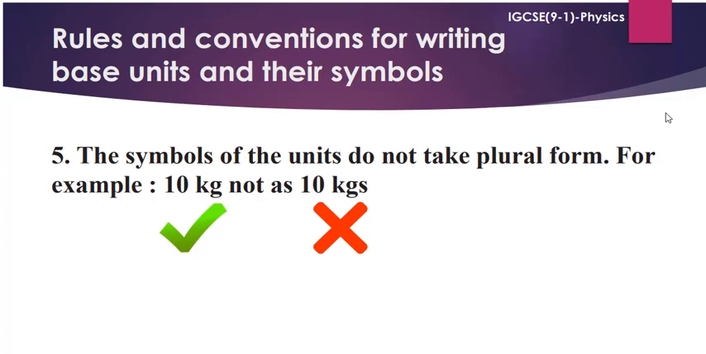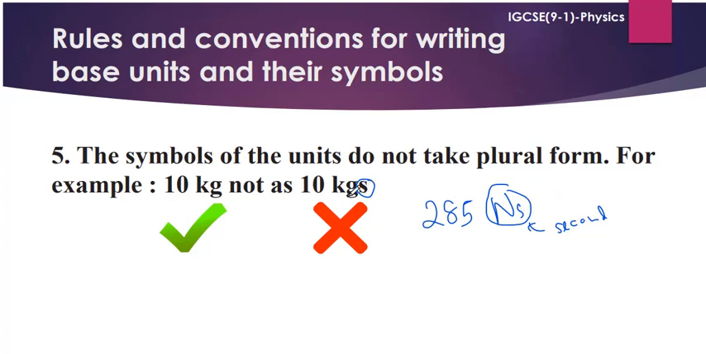The symbols of the units do not take plural form. For example, 10 kilogram, not 10 kilograms. So we don't write S at the end. There are no plural forms when you are writing units, right? For example, if you write 285 newtons, if you put S, that is completely wrong, because in physics simple S means second. So this will be represented as Newton seconds, something different, right?